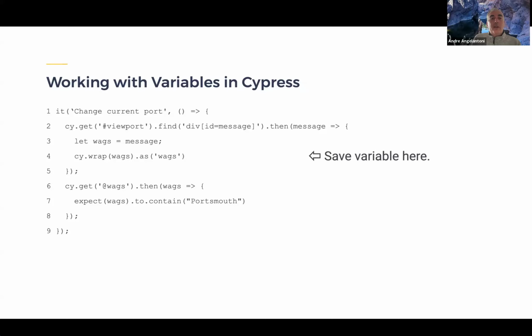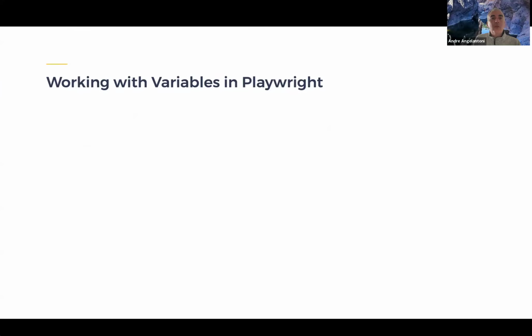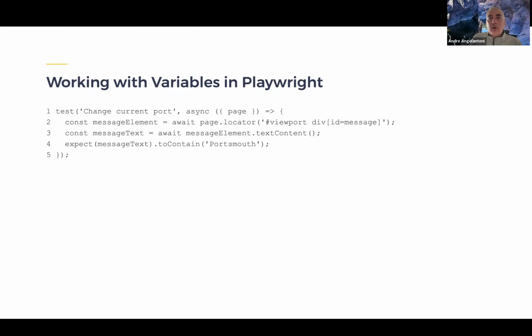So there you go. Line 4, you save the variable there, and line 6, you grab it here. And then line 7, you can test it. Here's the exact same code, but in Playwright. Line number 2, you simply assign a variable as you normally would. And then line number 3, you use the variable. Easy peasy.